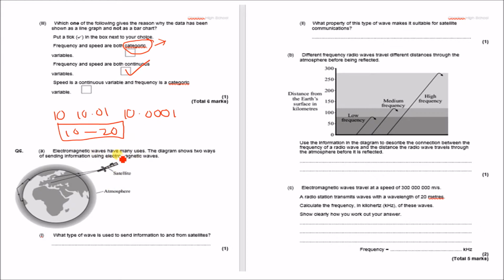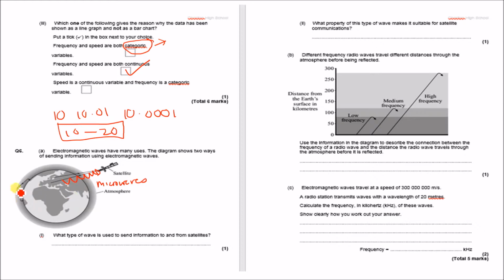Right, electromagnetic waves have many uses. The diagram shows two ways of sending information using electromagnetic waves. And you can see a satellite in space and the atmosphere surrounding the Earth. What type of wave is used to send information to and from satellites? Well, to penetrate through this layer, you would need microwaves.